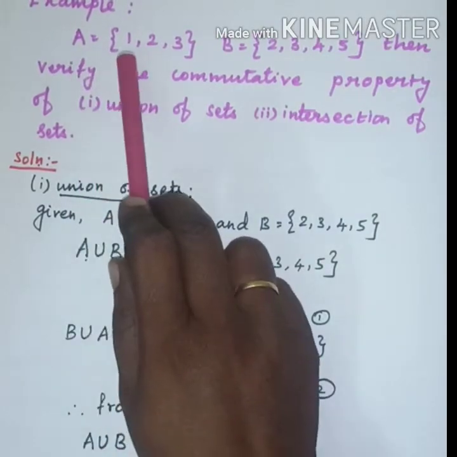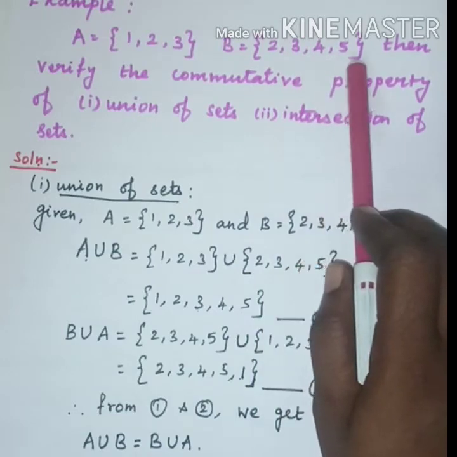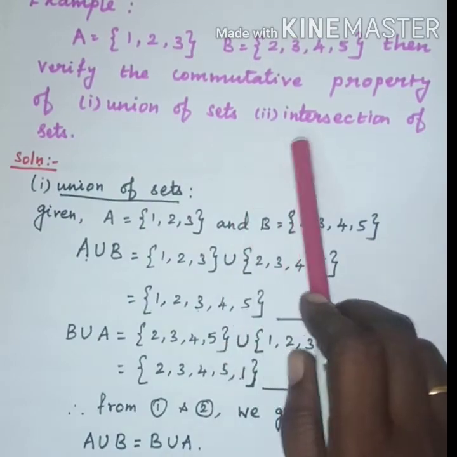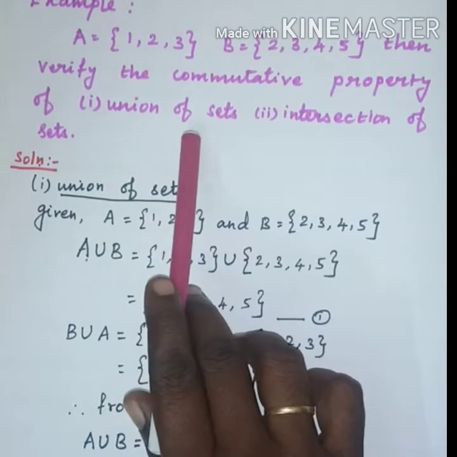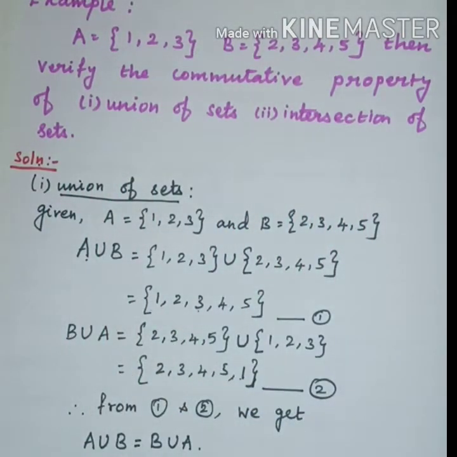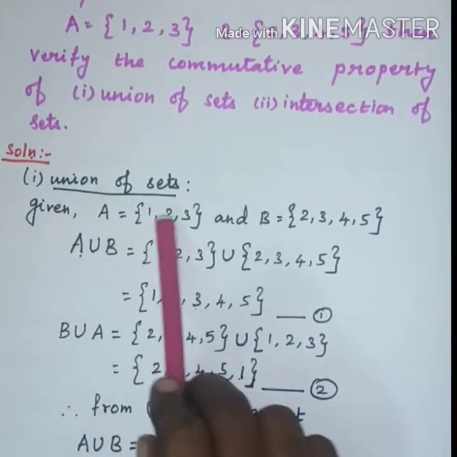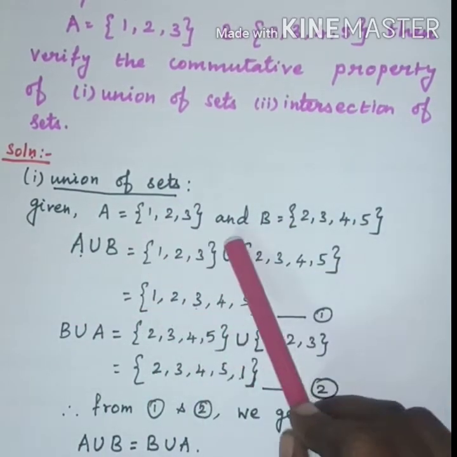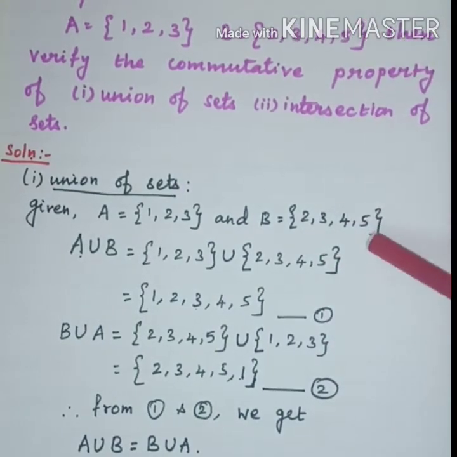A is equal to {1, 2, 3}, B is equal to {2, 3, 4, 5}. Then verify the commutative property of union of sets and intersection of sets. We have to verify the commutative property of union of sets and intersection of sets. First we will revise the union of sets. Given A is equal to {1, 2, 3} in the sum, and B is equal to {2, 3, 4, 5}. This is also given in the sum.